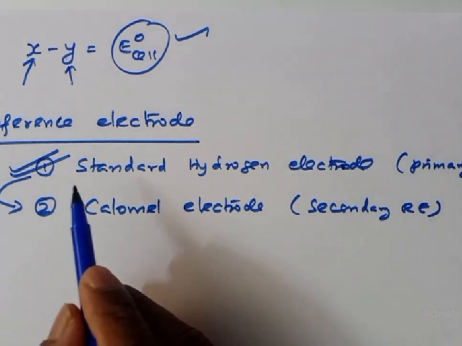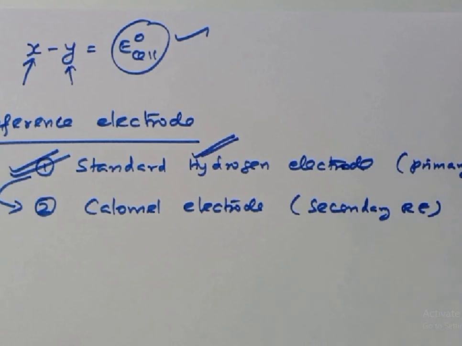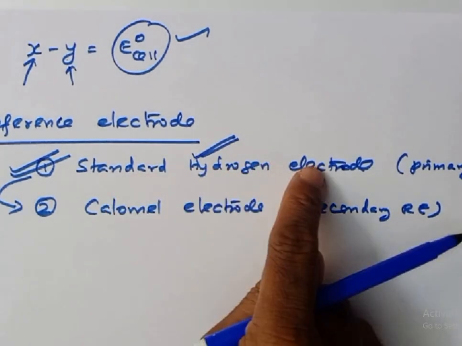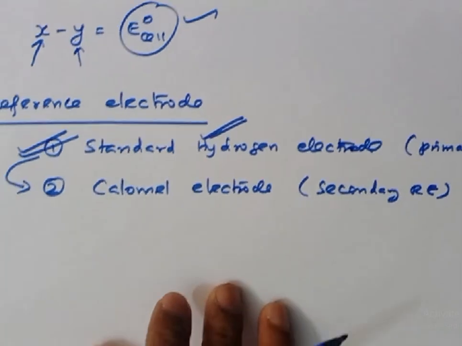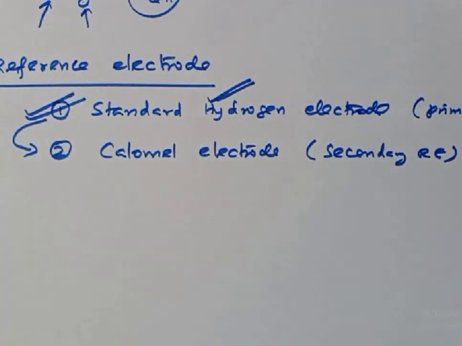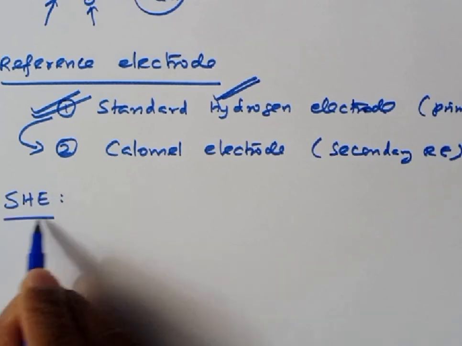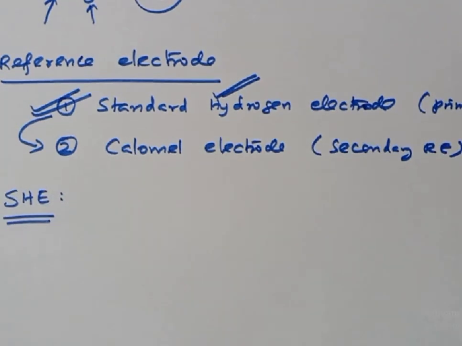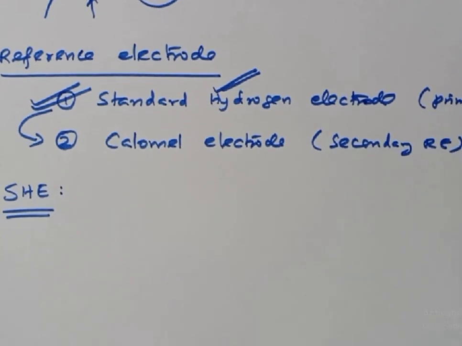But we are going to learn only the standard hydrogen electrode here, which is used as the reference electrode. We are going to understand what a standard hydrogen electrode is and how it is working. So SHE. What is SHE? SHE is a short form for standard hydrogen electrode.